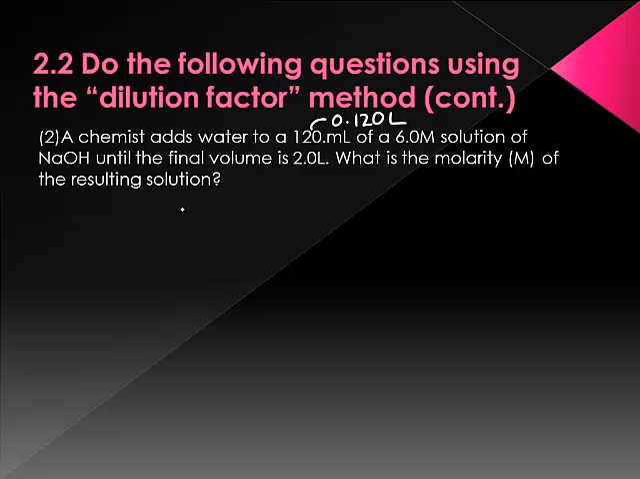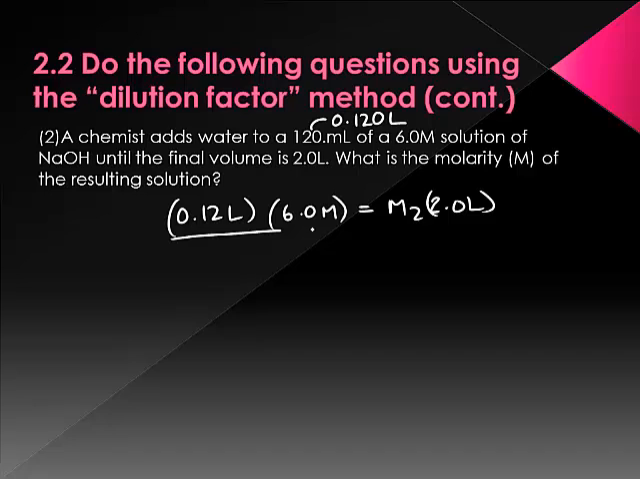So I have 0.12 liters of a 6 molar solution, to be more particular, and I know my final volume is equal to 2 liters. So doing the algebra means I need to divide both sides by 2 liters, and my M2 should equal 0.36 molar. So that's my final concentration.